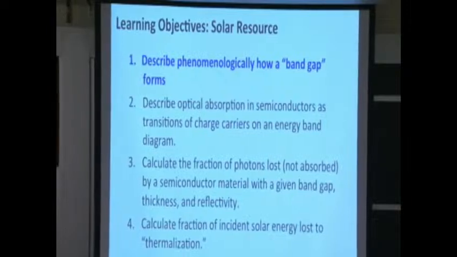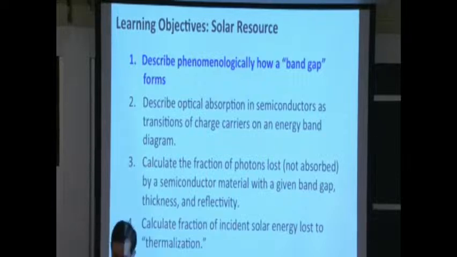Oops. That was a little bit of a typo. It's not the solar resource. We're talking about charge excitation today. We will be talking phenomenologically how this thing called a band gap forms. It's a very important physical concept.